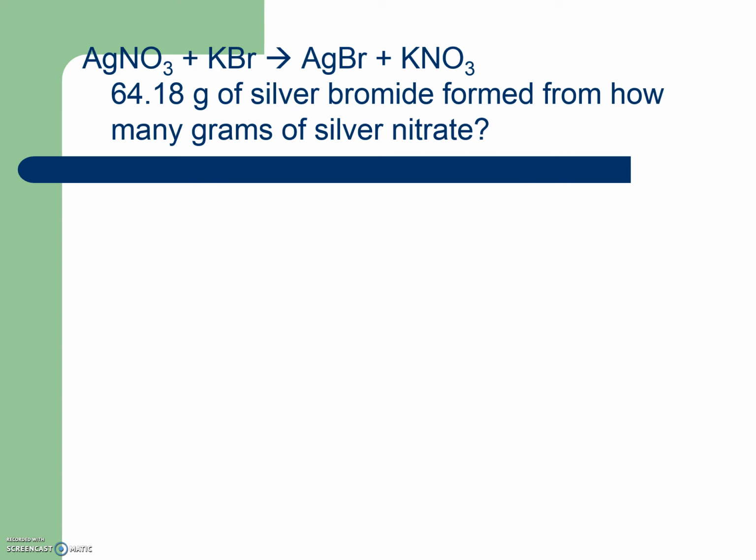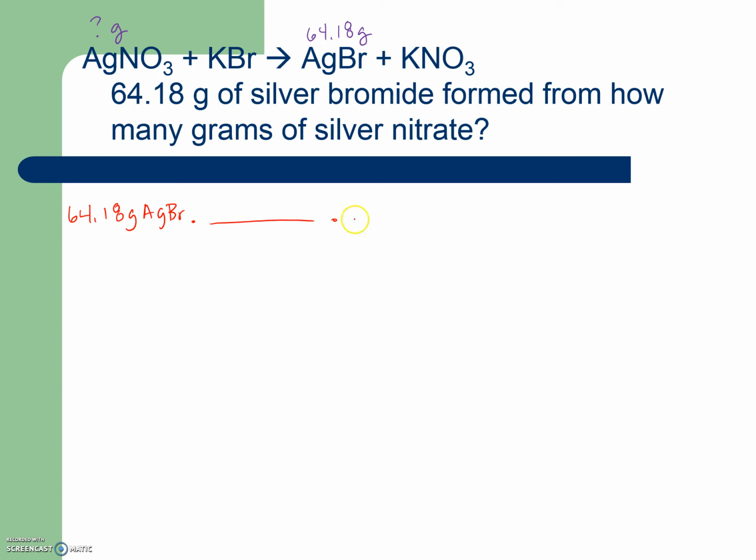So silver nitrate plus potassium bromide. So here I've given you the equation. You always need to check and see if it's balanced. Okay, my silver's balanced, my nitrate's balanced, potassium, bromine, it's all balanced. 64.18 grams of silver bromide. I'm going to put it above it since I formed it from how many grams of silver nitrate? Question mark grams. Okay, so I'll go back to my red that I was using. So now I'm going to start with what I'm given, 64.18 grams of AgBr.